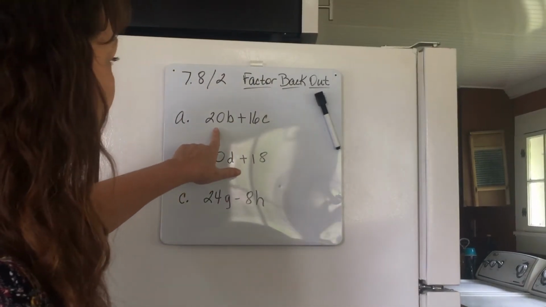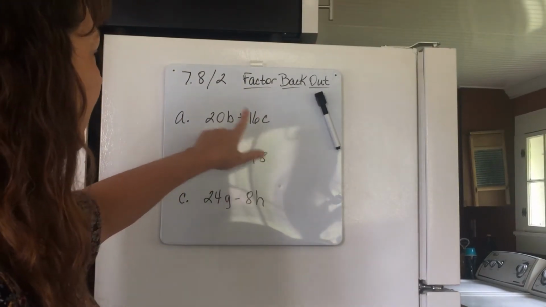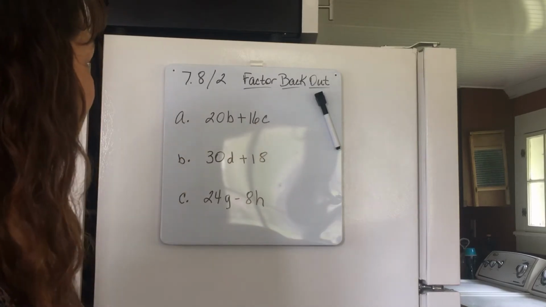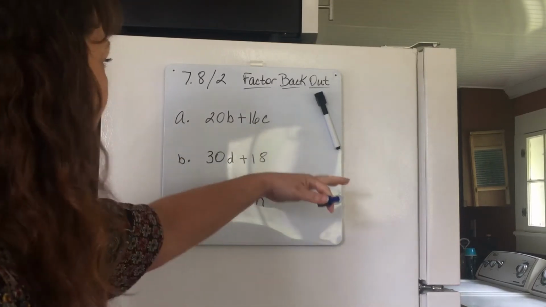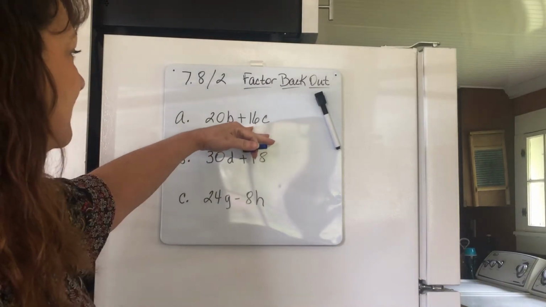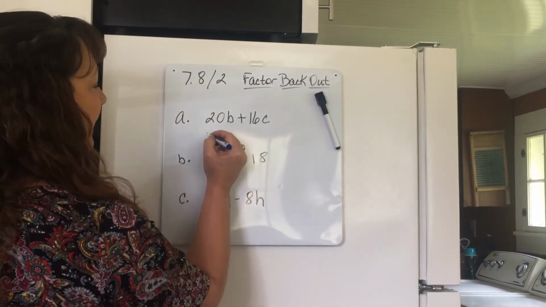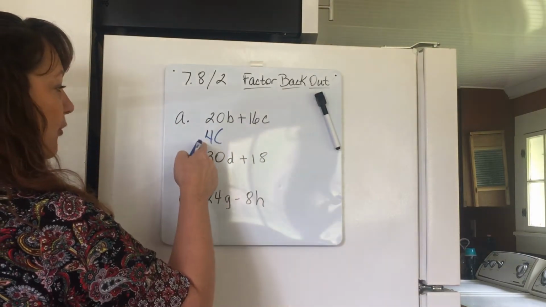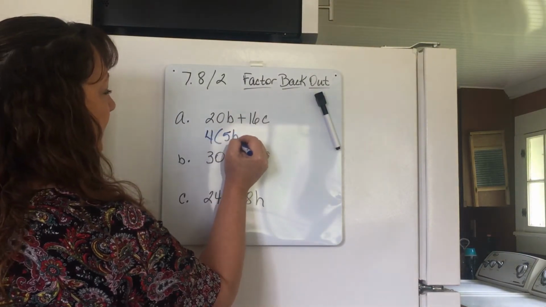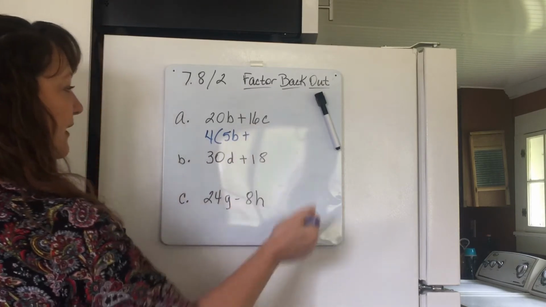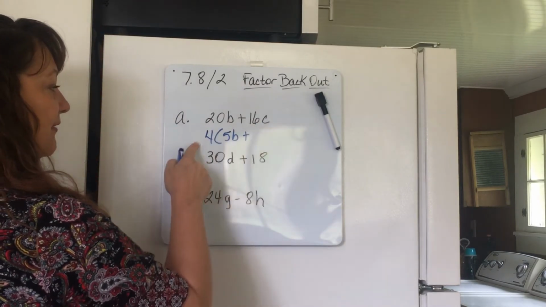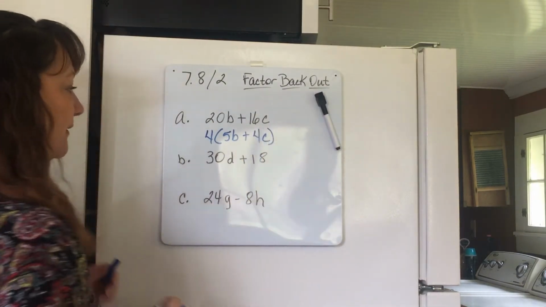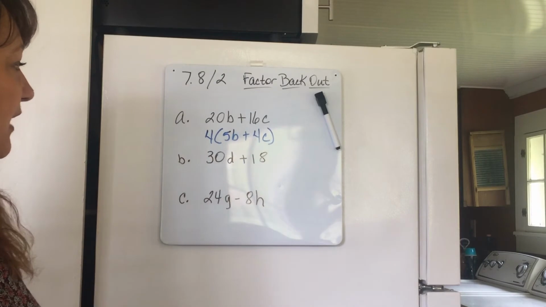So, what's the largest number that will go into both 20 and 16 evenly? Well, I think it's 4. So let's pull a 4 out of this entire expression. Then that gives me 4 times 20 divided by 4 is 5b. Here's my plus. And 16c divided by 4 is 4c. I can't add those, they're not like terms.